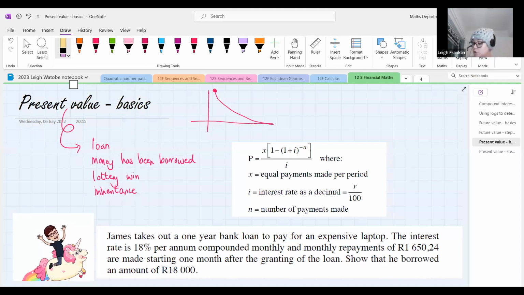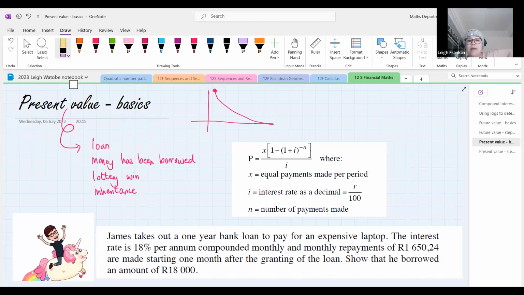If you win the lottery and you win 1 million rand and you take 10,000 rand out every single month, that money is not just going to stay there forever. You're not just going to keep the 1 million rand. It's going to get smaller and smaller until eventually you've got no money left. It's the same thing with an inheritance. If you receive 500,000 rand because your auntie died and you take money out of that 500,000 rand every single month, then the 500,000 rand is going to get smaller and smaller. So that's why we are talking about present value.